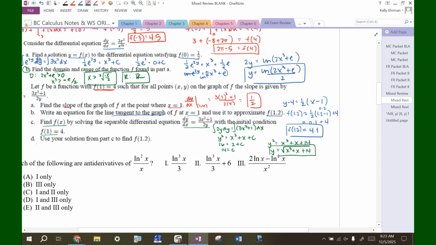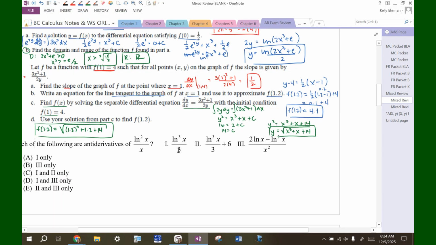Use your solution to find f of 1.2. I'm treating this as a non-calculator problem, so I'm not going to simplify this. I'm just going to say it's 1.2 cubed plus 1.2 plus 14, and I'm just going to leave it like that. Even if we could do the math, we can change this to a fraction and do all the math, but that just seems unnecessary.